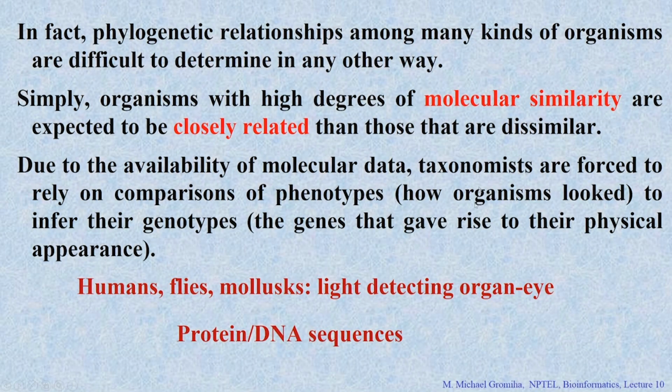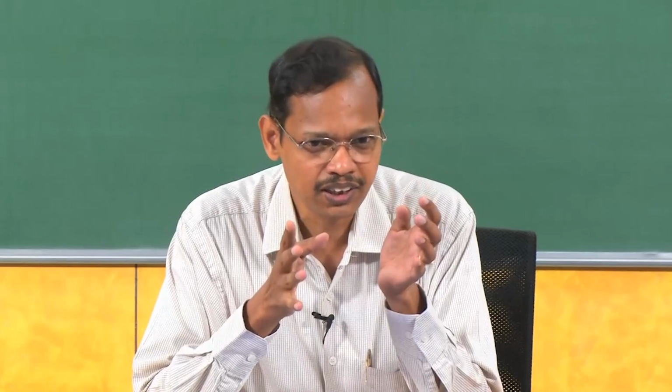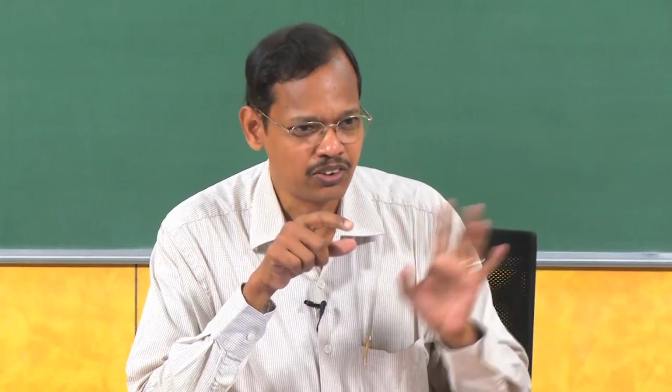Due to the availability of data, the taxonomists first started to construct trees, right. They relied on the comparison of phenotypes, like how the organisms look, to infer the genotypes, right, what gives this type of appearance. Likewise, in the family tree as I showed earlier, you look at how they look, then try to compare, okay they look alike, so these two are similar to each other, right.